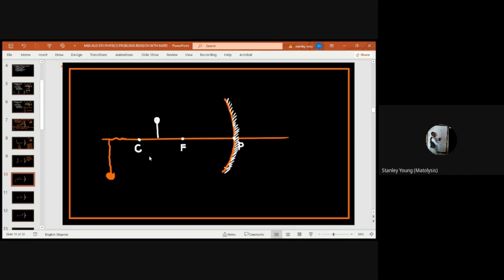Number 1, the image is inverted, that's the orientation. Number 2, the size: it becomes bigger, right? So we say it is magnified, or whatever grammar you want to use to represent that. Then let's talk about the position. It is formed behind the center of curvature, behind CC. And number 4, let's talk about the nature. It is real, since it's still formed on the side of the observer.